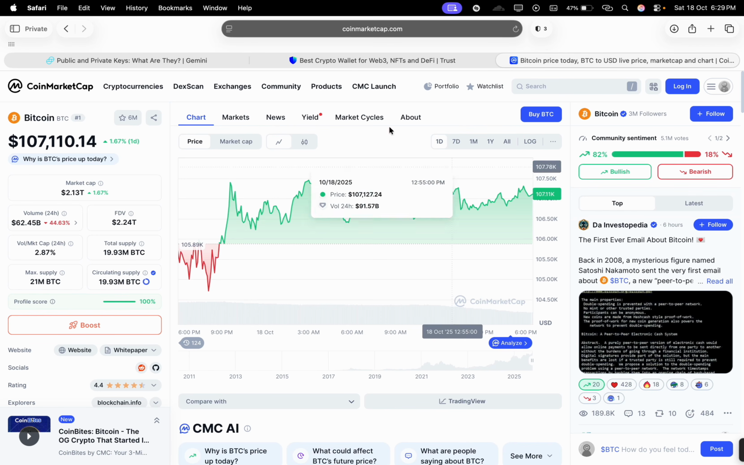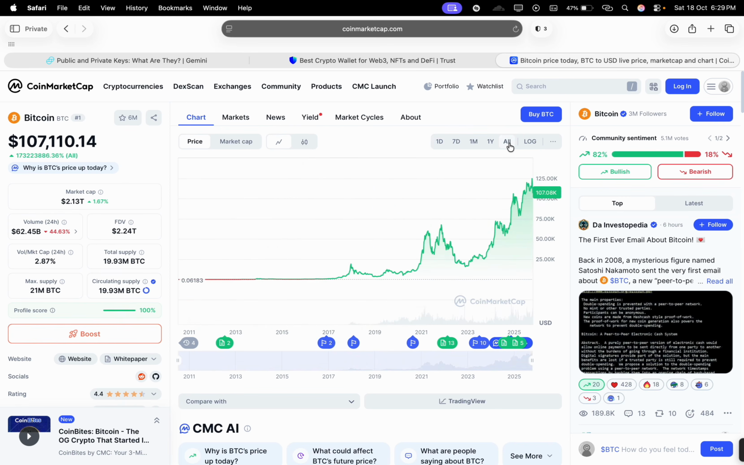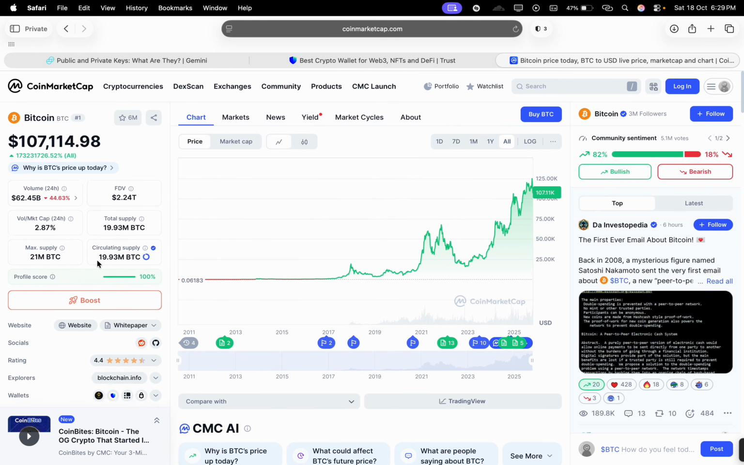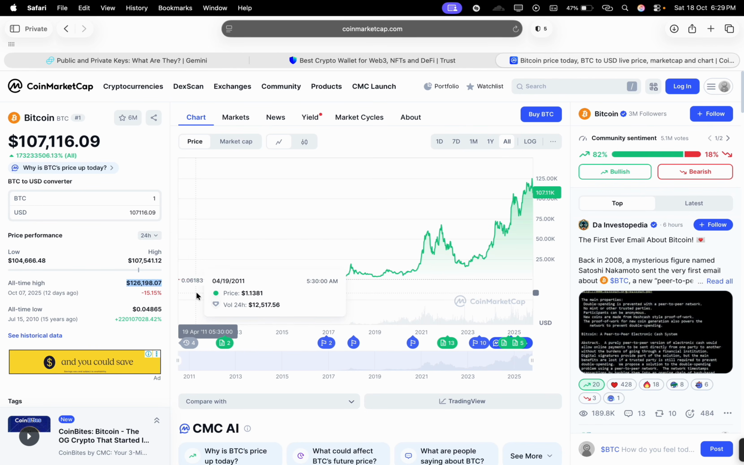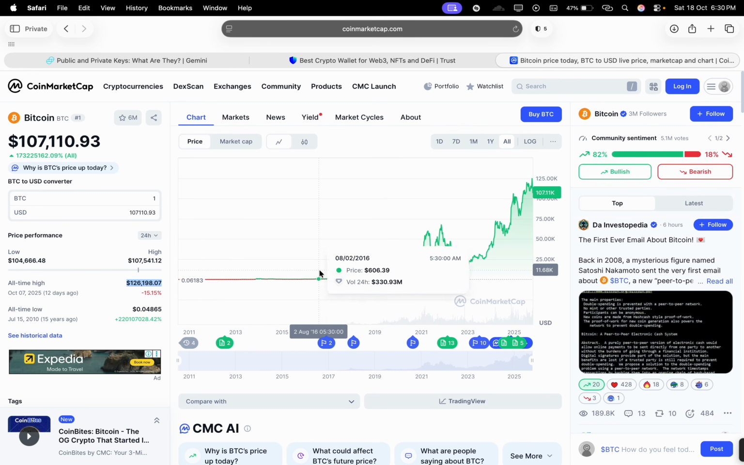If I look at the all-time price chart of Bitcoin, it started from here. If you scroll down, you will see the all-time low of its lifetime was $0.04, and now it's $126,000. According to my future prediction, I would say Bitcoin can reach $1 million.